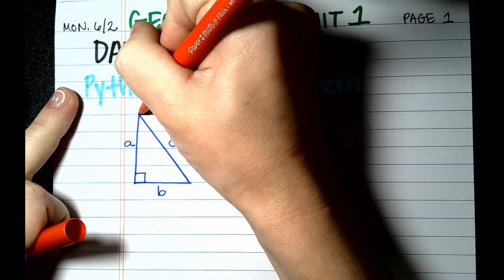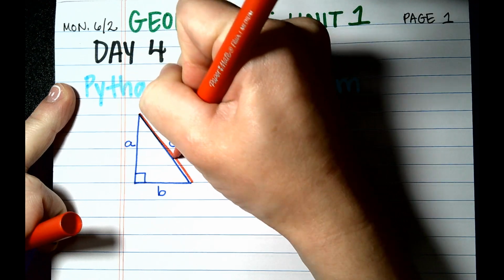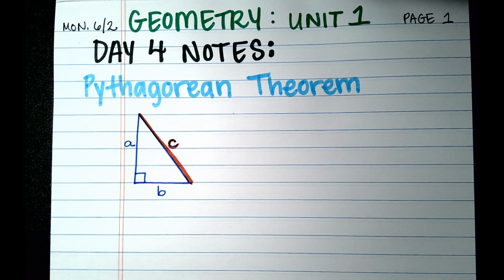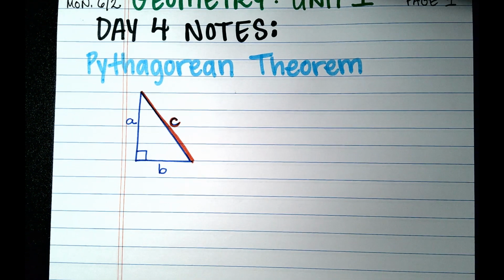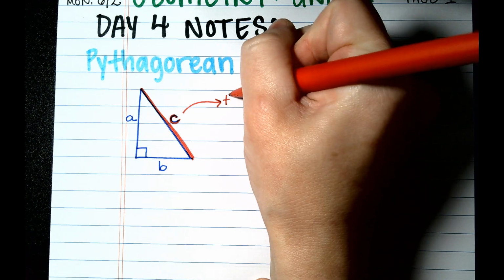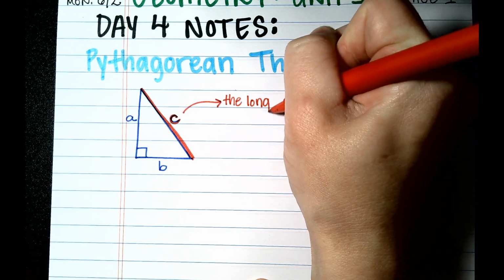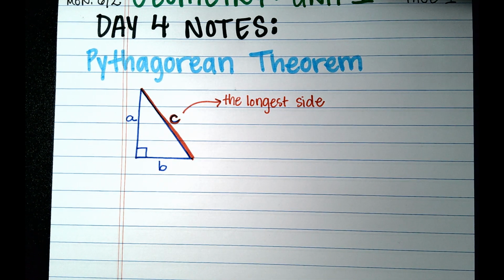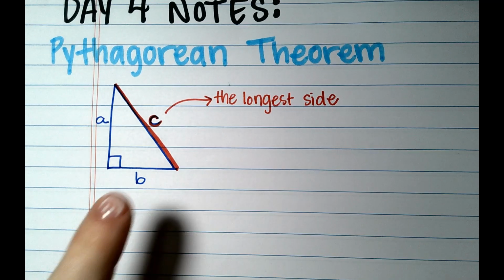C is always the longest side. Yes, I was just gonna say it's probably better to say the longest side. You're smart. C is the longest side. So let me write that. The longest side. So this is a sneak peek into Unit 2 because Unit 2 is just all about triangles. So this will make Unit 2 even easier. So this is the longest side.